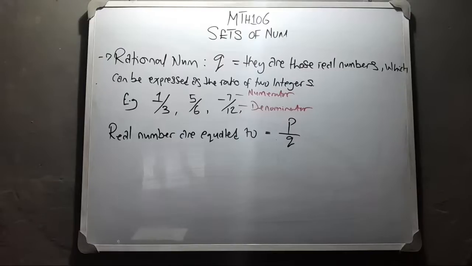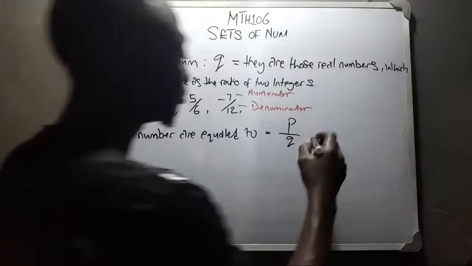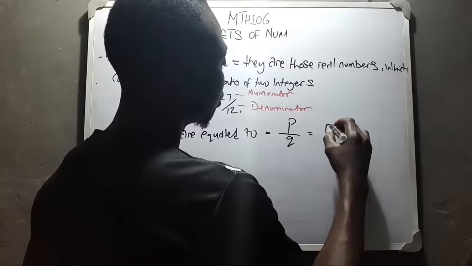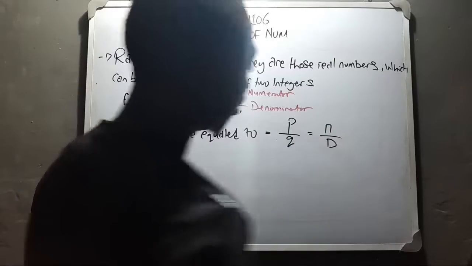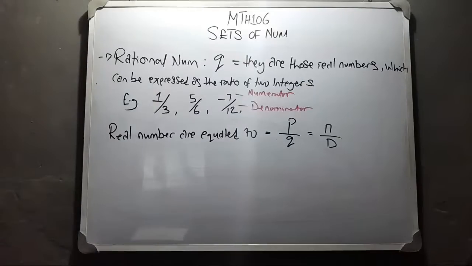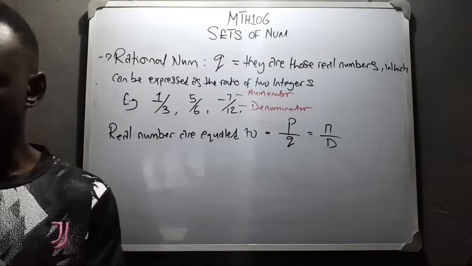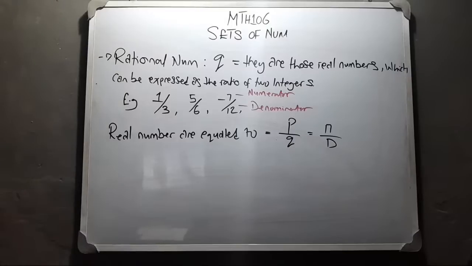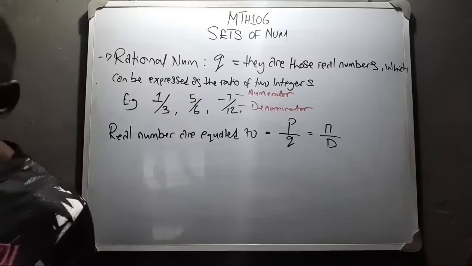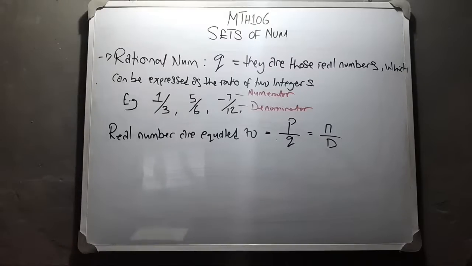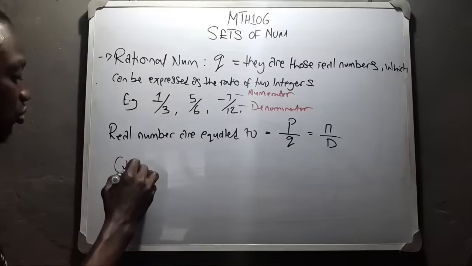Okay, they are equated to what we call P over Q, with the numerator on the top and the denominator below. All right, just like what we have here, numerator and the denominator. Now the rule is that P and Q must be integers and Q must not be equal to 0.